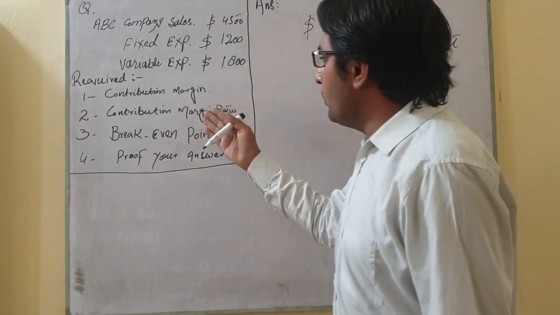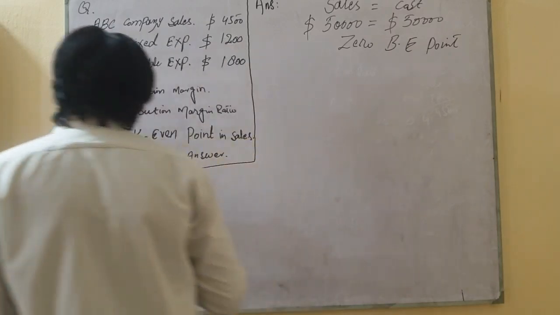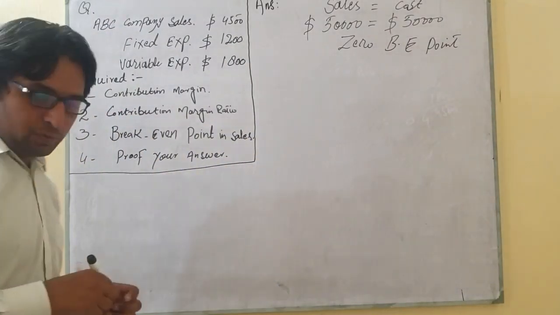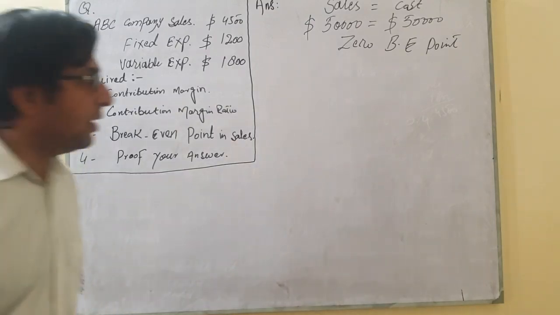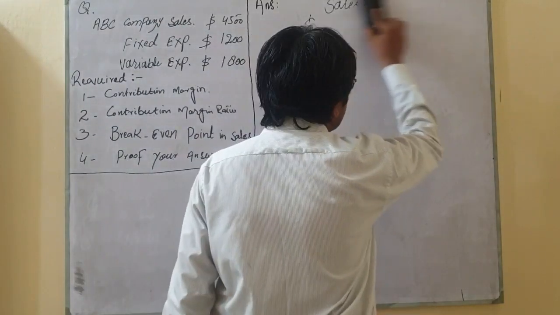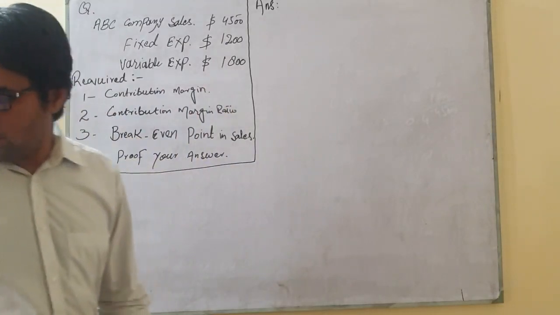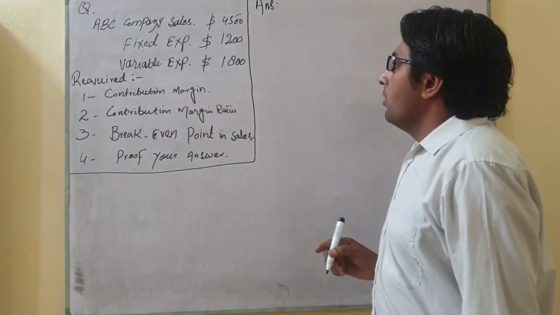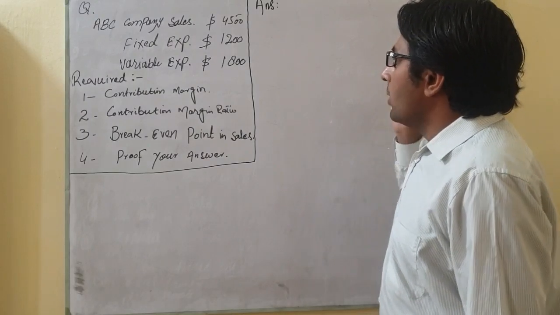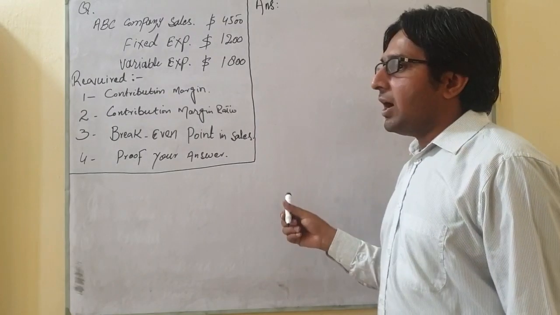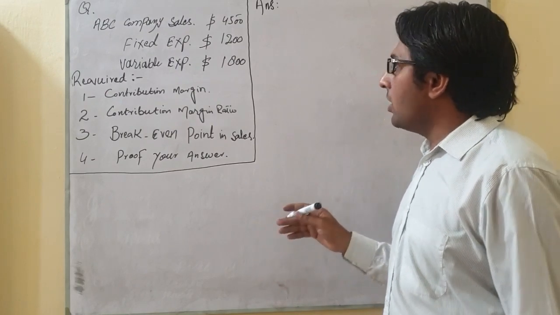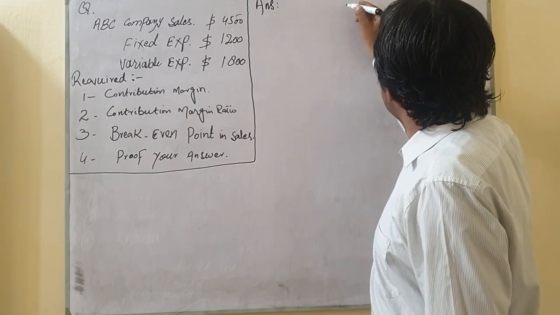So here we will solve this question. The first requirement is contribution margin. First we will study what is meant by contribution margin. The company deducts variable cost from the total sale. The remaining is called contribution margin.